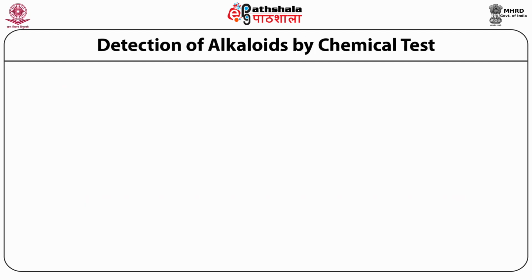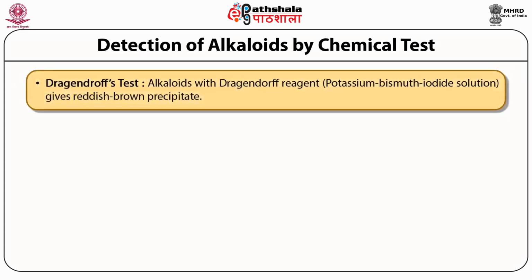Once this extraction is complete, we would also like to ascertain whether the extraction has taken place completely. In that case, we may need some detection methods. These are some of the general tests for alkaloids to ascertain the completion of extraction. As we understand, Dragendorff's reagent consists of potassium bismuth iodide. It gives a reddish brown precipitate if the sample contains alkaloid.